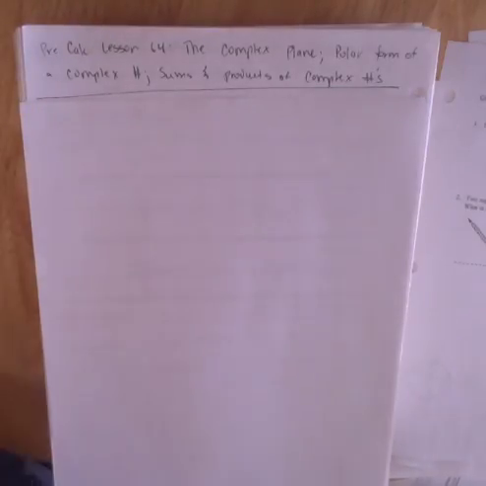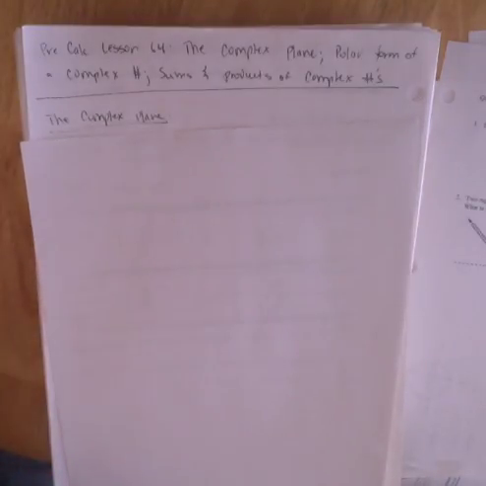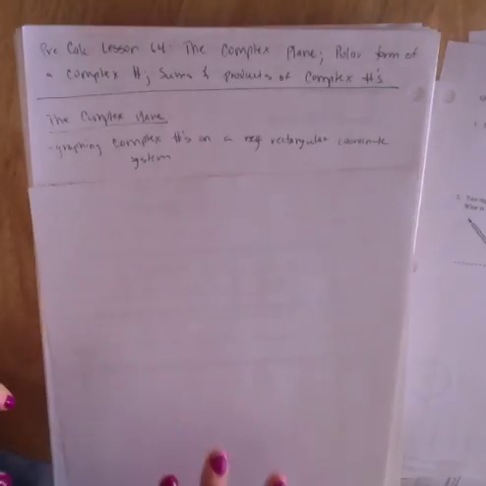Hello everyone. We have Pre-Calc Lesson 64, the complex plane, polar form of complex numbers, and sums and products of complex numbers. We've talked about complex numbers before, their general form being a plus bi, but now we're going to talk about graphing them. We graph them on the complex plane. We also call it the Argand plane. You don't need to know that.